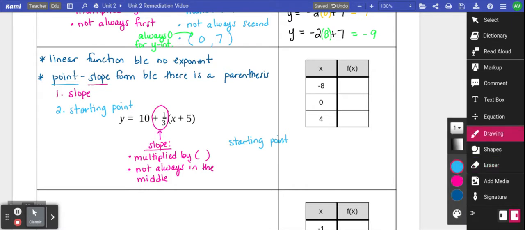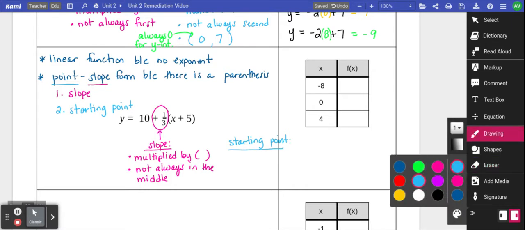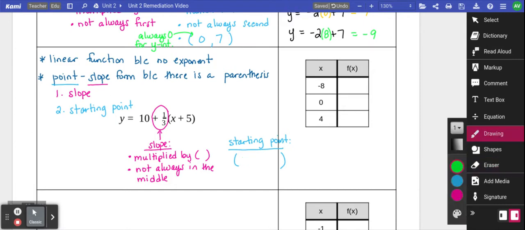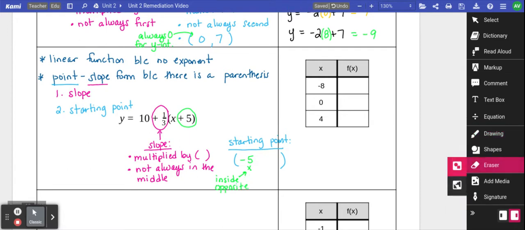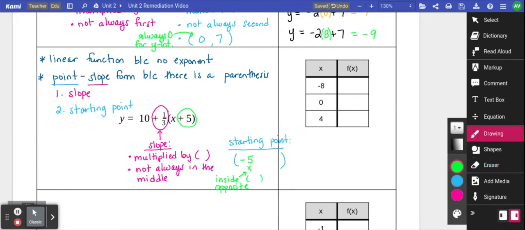A starting point is going to have an x value and it's going to have a y value. The x value of your starting point is always going to be in the parentheses with the letter x. But this number is always going to be the opposite of the number you see. So if you see the number positive 5, then this would actually be a negative 5. If you see the number negative 5, it would actually be a positive 5.